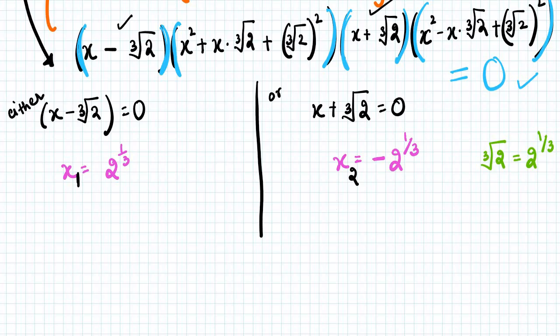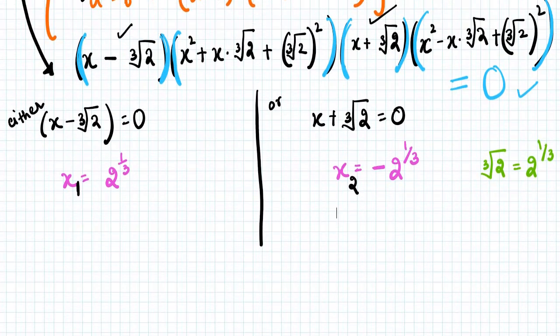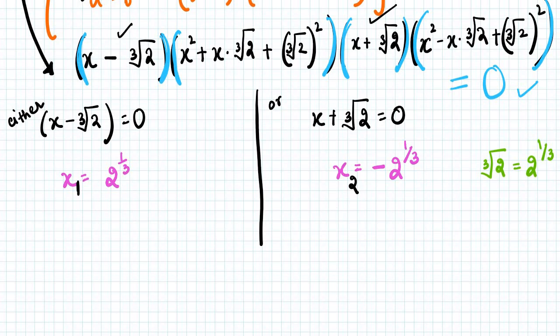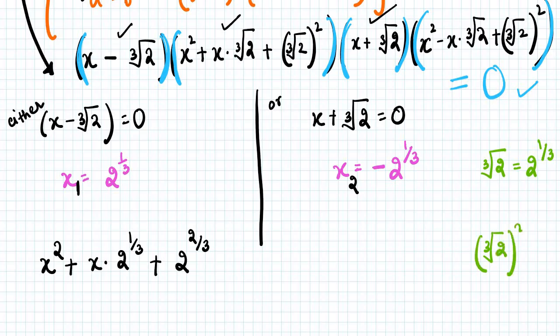Okay, let's write this bracket now: x square plus x times 2 power 1/3, plus 2 power 2/3. I hope you know this. If we are working with cube root of 2 square, we can write it as 2 power 2/3. Okay, let's take this equal to 0 now.